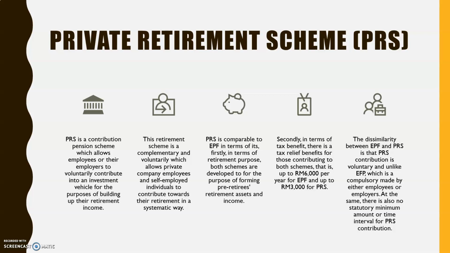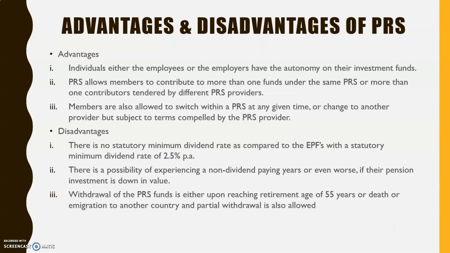Secondly, in terms of tax benefit, there is a tax relief for those contributing to both schemes, that is, up to 6,000 per year for EPF and up to 3,000 for PRS. So these are the tax benefits and tax advantages. The dissimilarity between EPF and PRS is that PRS contribution is voluntary, unlike EPF, which is compulsory, made either by employees or employers. At the same time, there is no statutory minimum amount or time interval for PRS contribution.